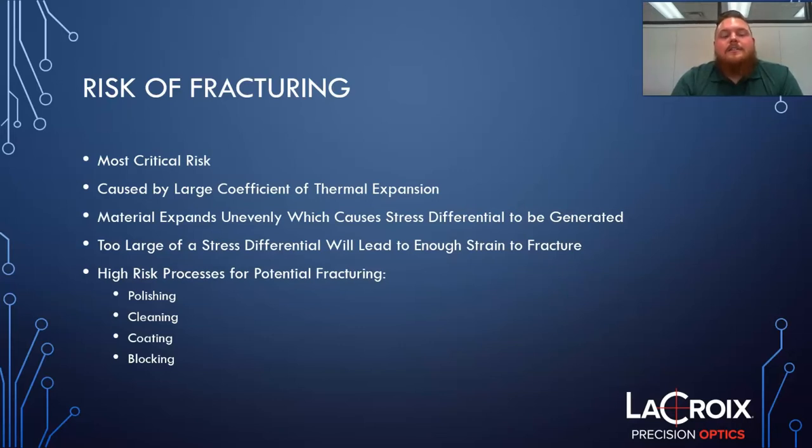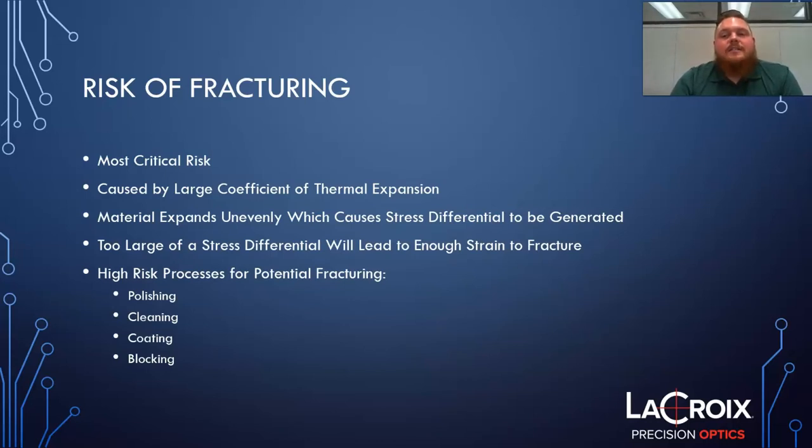The main high-risk processes for potential fracturing are both first side and second side polishing. In these processes, there is a large amount of heat generated due to the friction between the polishing pad or pitch and the surface of the optic.